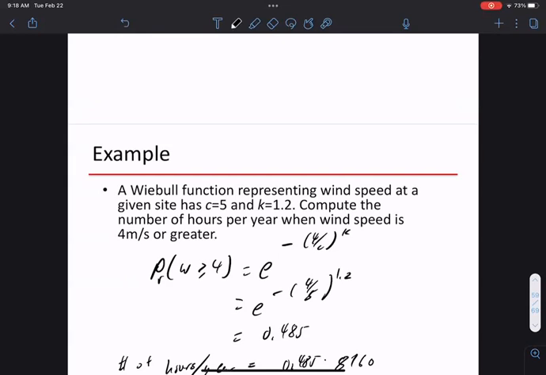We'll stop here, then let's take a 10-minute break. We'll come back at 9:20 and do the multiple sites.